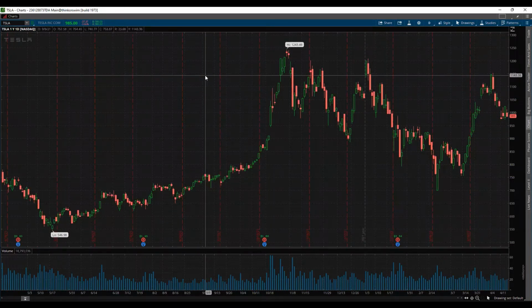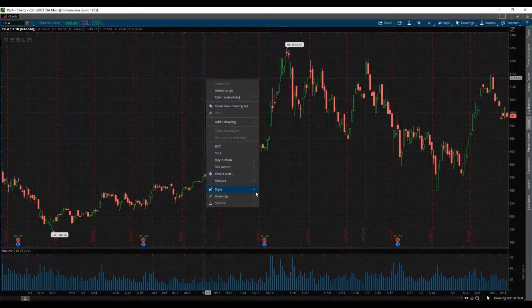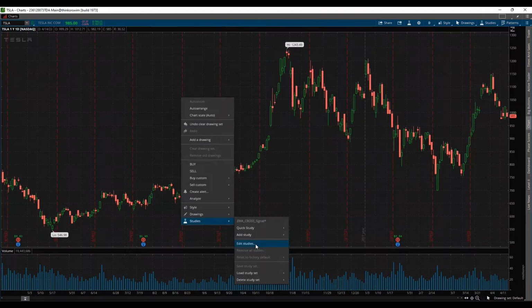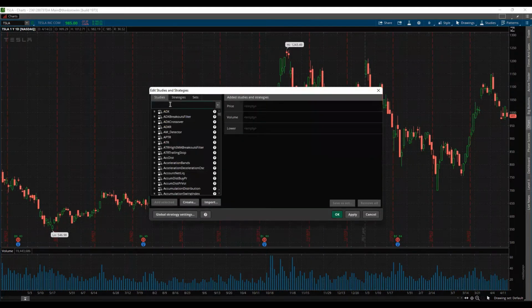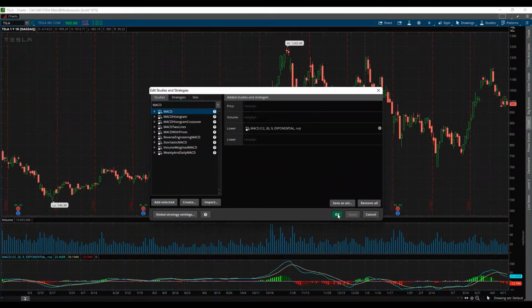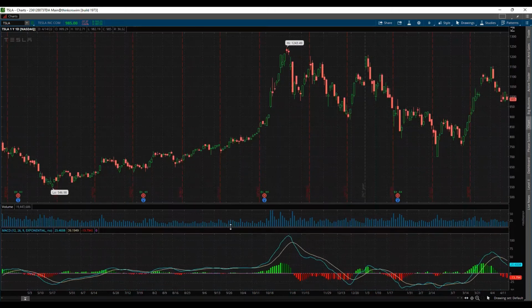Before you learn how to use the MACD, first you have to add the MACD study into the system. I believe you know it, otherwise I'm showing you here. Right click, go to studies, edit studies. Then in the left bar, you have a search button. Just type MACD, take the first one, click add selected, and you see this MACD 12, 26, 9. Apply. Now you'll see a MACD indicator added at the bottom of the page.